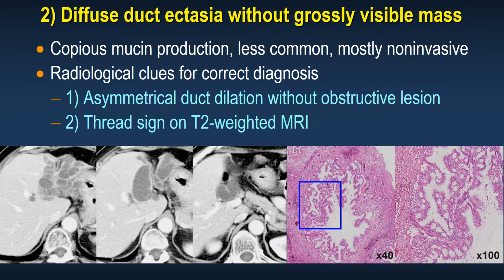Due to mucin plug, on unenhanced image, curvilinear hypointense striation can be visible. This is called thread sign and can help with the correct diagnosis.